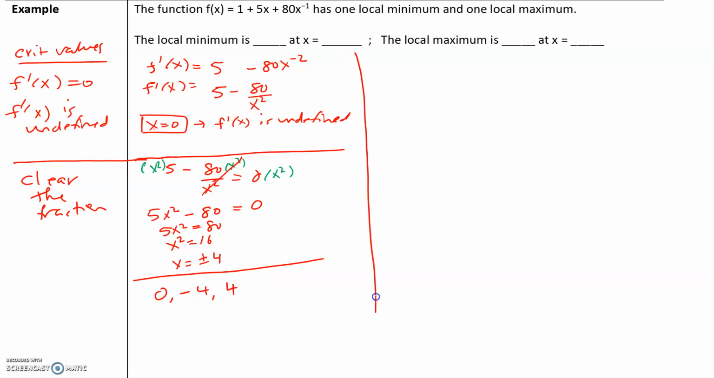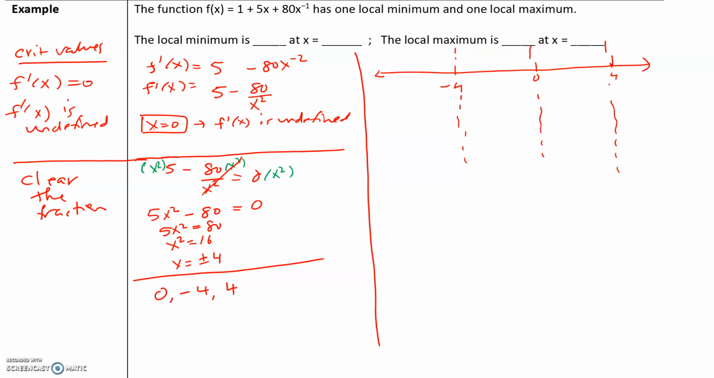All right, let's go ahead and do the first derivative test. For the first derivative test, we're going to have our intervals. We have negative 4, we have 0, and we have positive 4. So split these up.